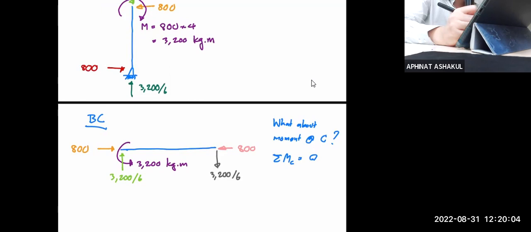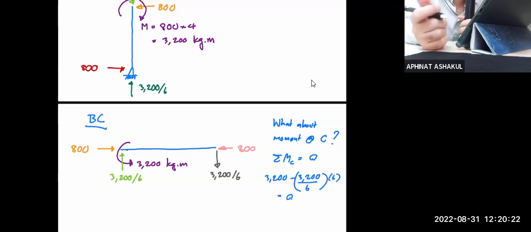It doesn't matter which one you set positive. So it's 3200 minus 3200 over 6, which is a shear, right? But then the length of the member is 6. So essentially, that becomes 0. And you should know, always trust equilibrium. If it doesn't come down to 0 here, you must find what's wrong with it.